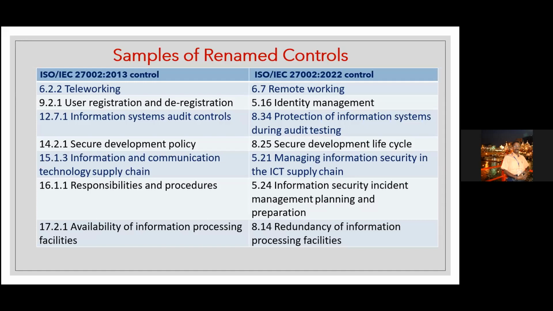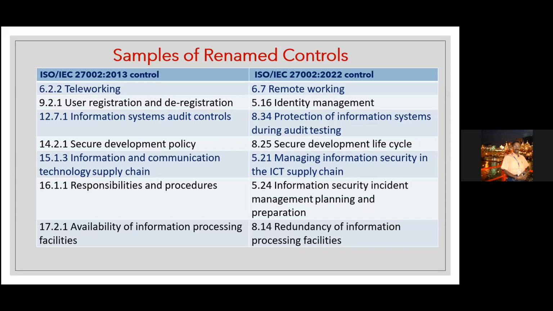In the same way, information systems audit controls has been renamed as protection of information systems during audit testing. Sometimes we have to see how a particular control works in an environment, even if it is a testing environment. At that time, what type of controls are to be followed by the organization and the auditors has been specified in 8.3.4. Secure development policy has been renamed as secure development life cycle. It is a refinement of entire sentences and the titles of the controls.